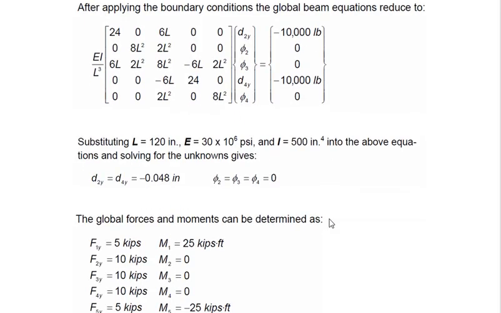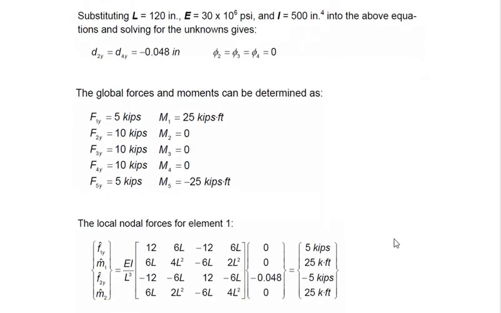So these displacements and rotations will be with us, and once we have them, then we will be able to calculate the corresponding forces and moments. The global forces and moments can be determined.